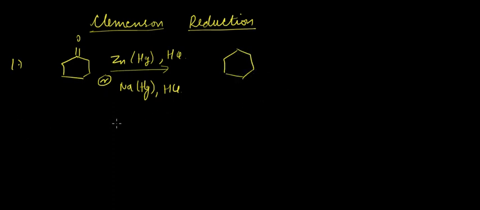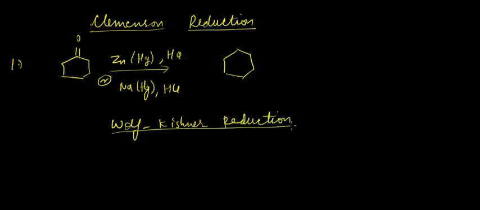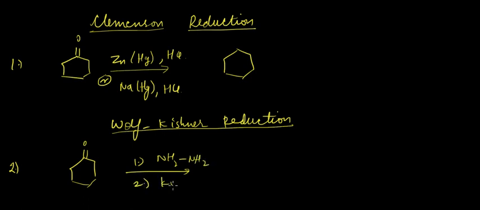Okay, now next we'll see Wolff-Kishner reduction. Here we have something like, again we have a ketone. On this we actually use NH2NH2 and second we use KOH and we heat it. So as a result we get a cyclohexane ring.